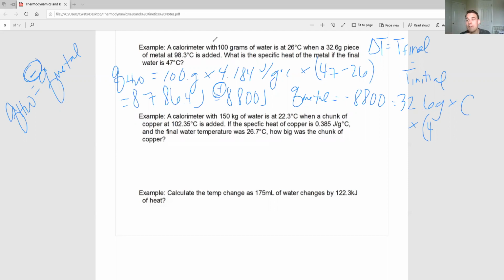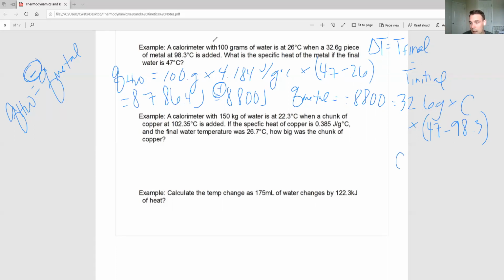It's like you have a hot cup of coffee, you put a spoon in it. Well, energy goes from the hot coffee into the colder spoon until they reach the same temperature. So that's going to be 47 minus 98.3 degrees. And that's important. I need it to be negative because my C's are never negative. I'm going to end up doing a negative here divided by a negative there.